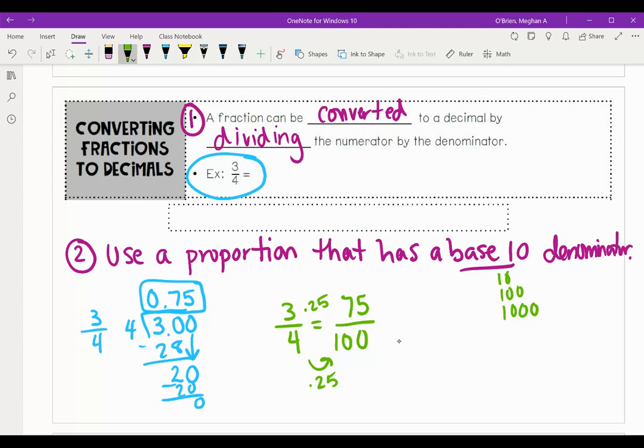And now that I have this fraction with a base 10 denominator, I know that that is the same as writing it like this. So, kind of two options for fractions to decimals.